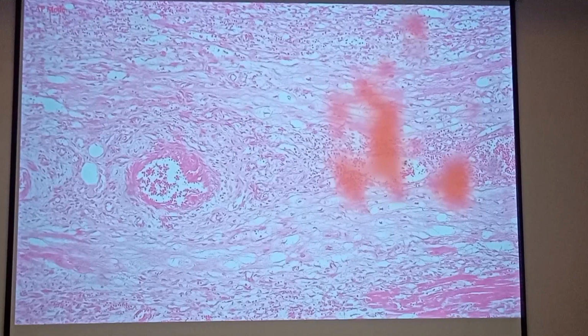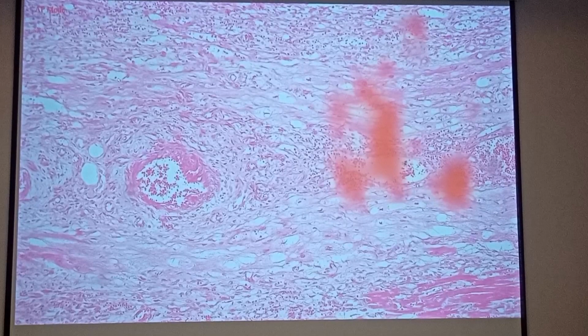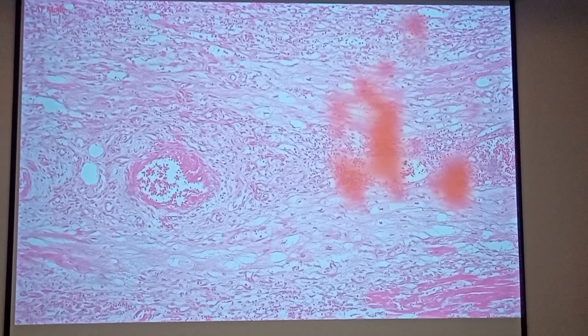Also, there are these blobs of clear material right there, which may indicate pockets of, are you okay? Huh?